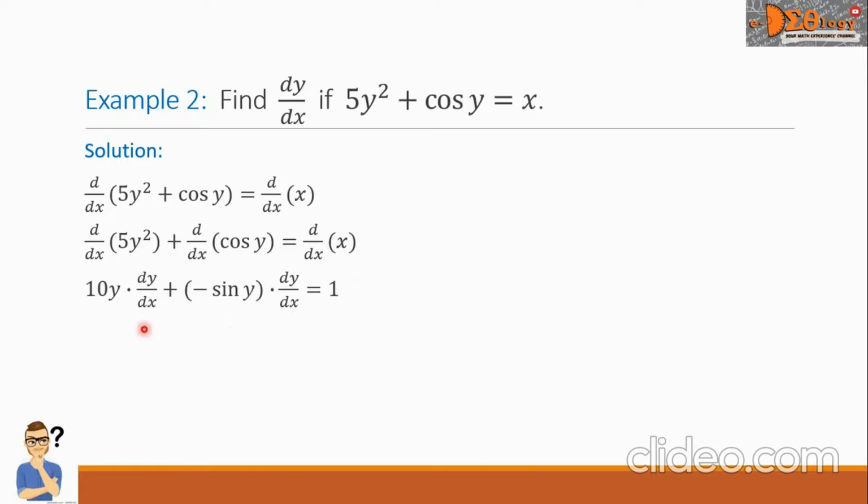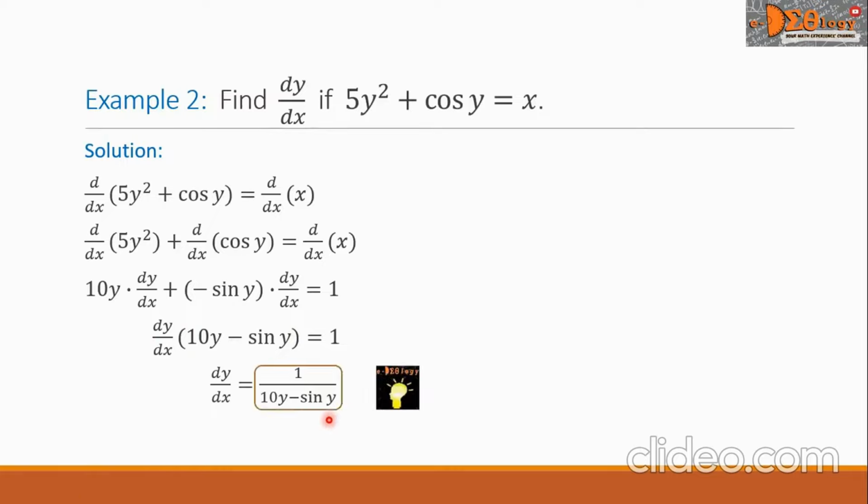On the left side, we can factor out dy over dx. So the left side becomes dy over dx times the quantity 10y minus sine y equals the right side, which is 1. Let us divide the equation by this quantity. So we will get the final answer for dy over dx. This is now equal to 1 over the quantity 10y minus sine y. This is our final answer.